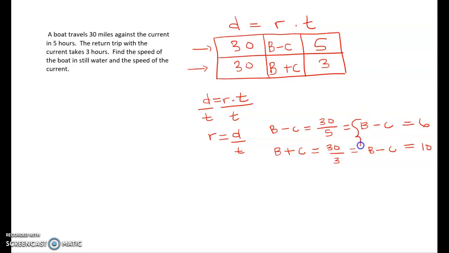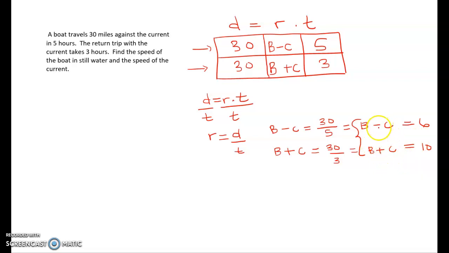Okay, now can you see what we have? We've got ourselves a system of equations. We have 2 missing variables. And so, oops, I wrote that wrong. b plus c equals 10. We've got 2 missing variables and 2 equations, and so we need to solve for these missing variables. We can choose elimination or substitution.